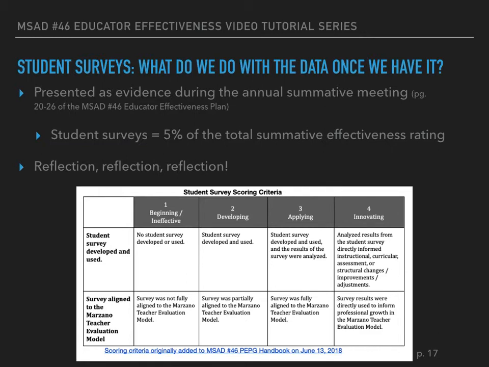The first part is that it's presented as evidence during your annual summative meeting with your evaluator. You have to show evidence, whether you're a probationary, a first-year, a second-year, or a third-year professional, that you have, over the year, met the criteria for all 5 of our educator effectiveness criteria. Overall professional practice and deliberate practice are done through observation. But the ones outside observation include your student growth.